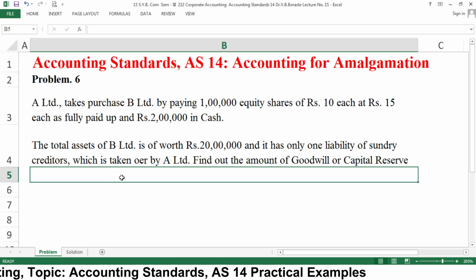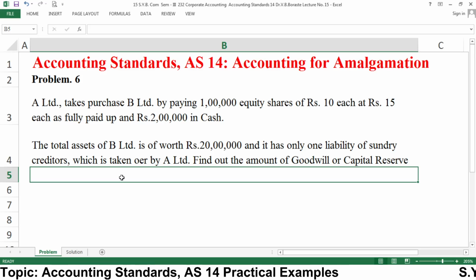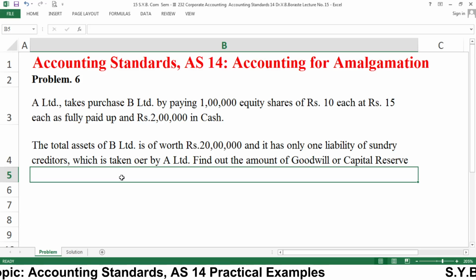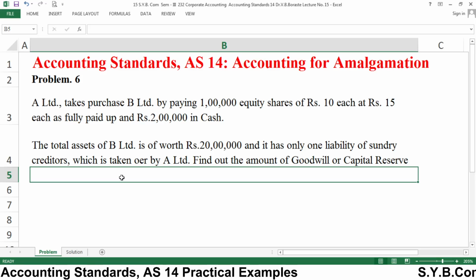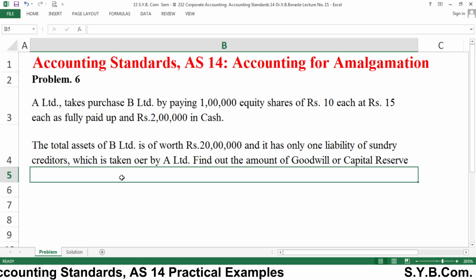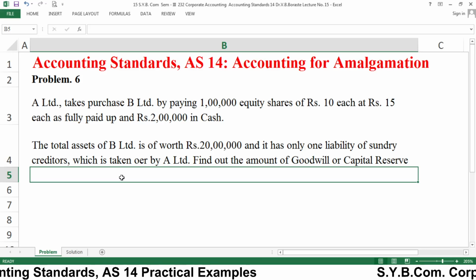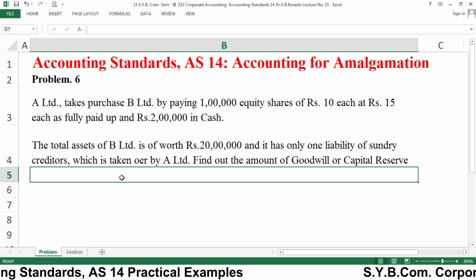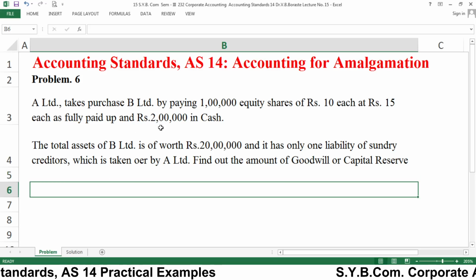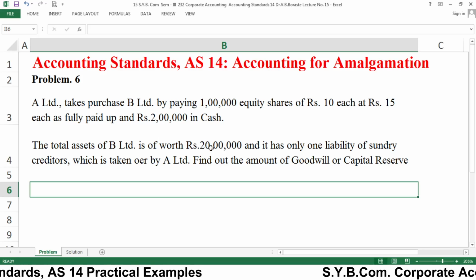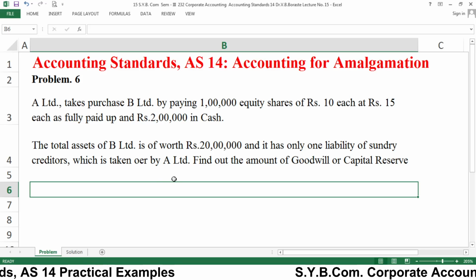A Limited takes over B Limited by paying 1 lakh equity shares of rupees 10 each at rupees 15 each as fully paid up and rupees 2 lakh in cash. The total assets of B Limited are worth rupees 20 lakh and it has only one liability of sundry creditors, which is taken over by A Limited. Find out the amount of goodwill or capital reserve. So this is a very easy example. The assets are given, 20 lakh, and one liability is there. So we have to calculate the goodwill or capital reserve.